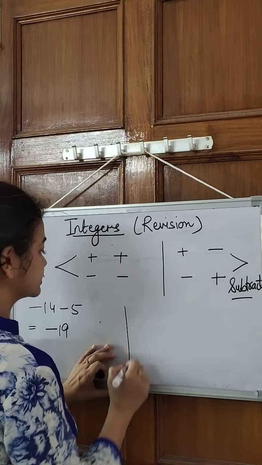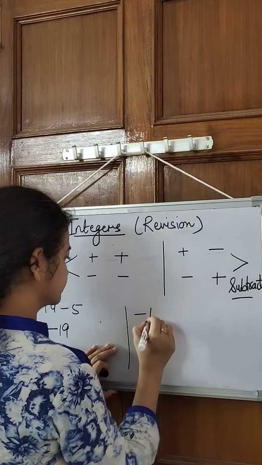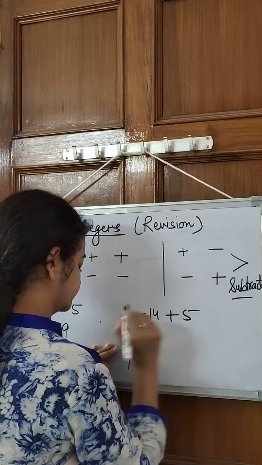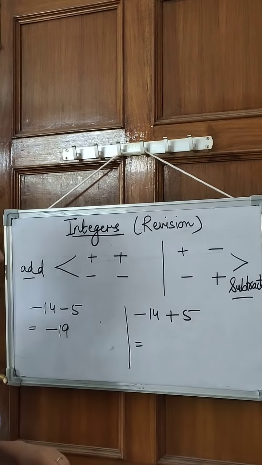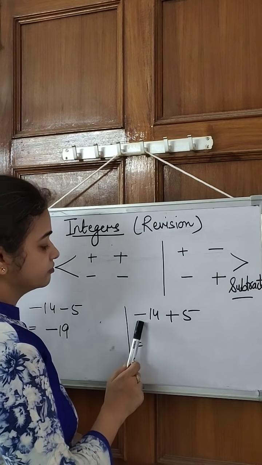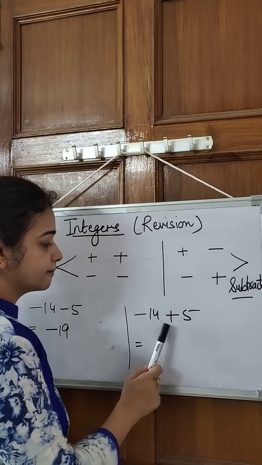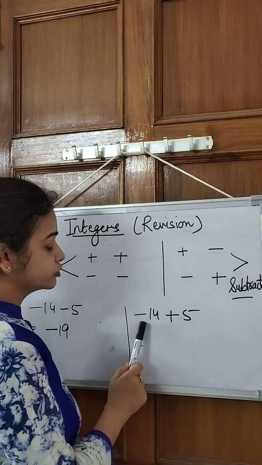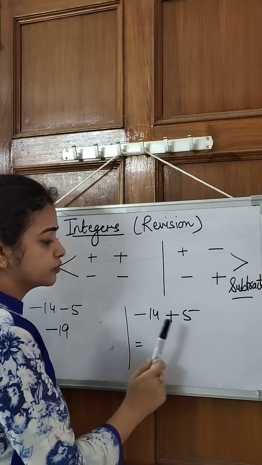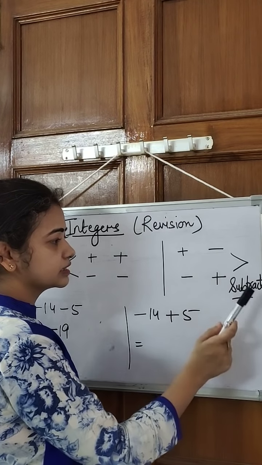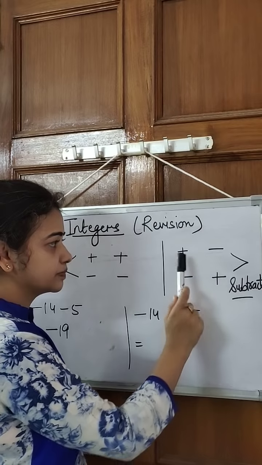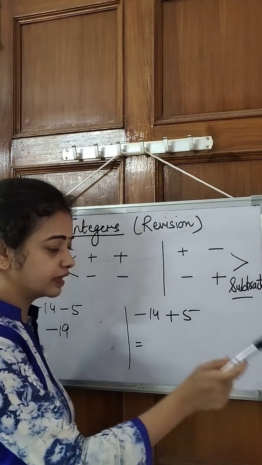Now let's take one more example. Let's take the same numbers and change the sign. This time I have minus 14 plus 5. So I have two integers that have opposite signs. Plus minus or minus plus is minus. We subtract.